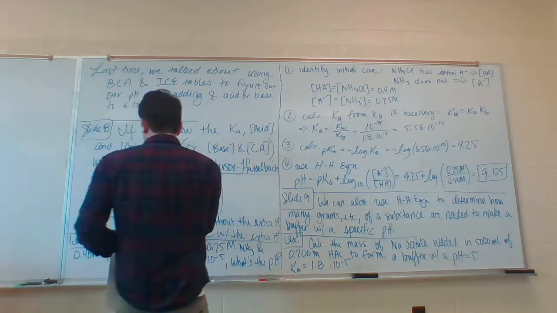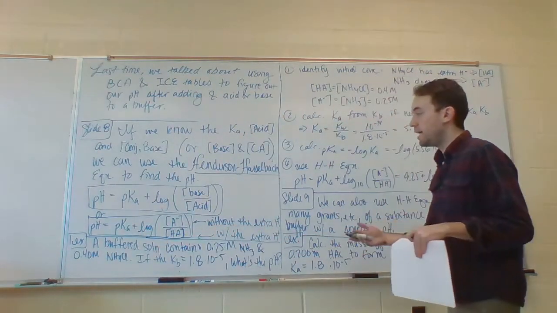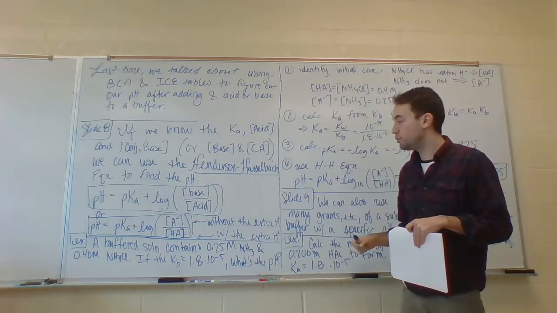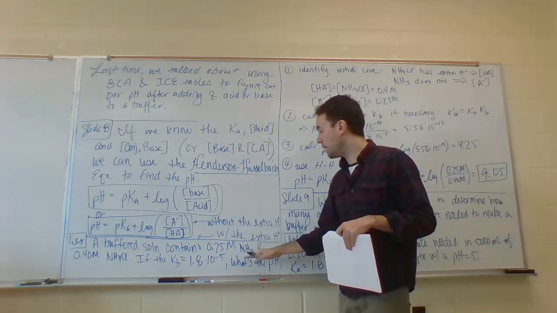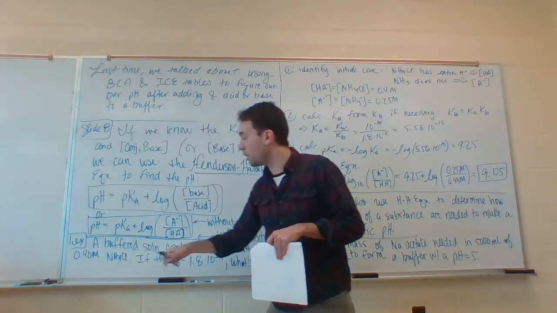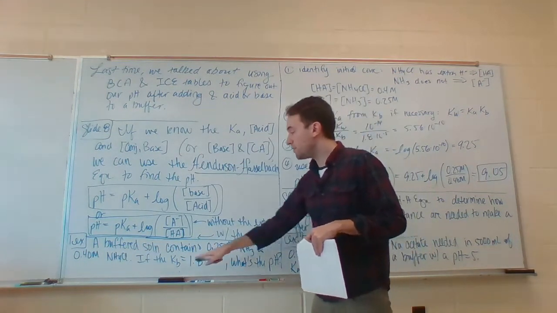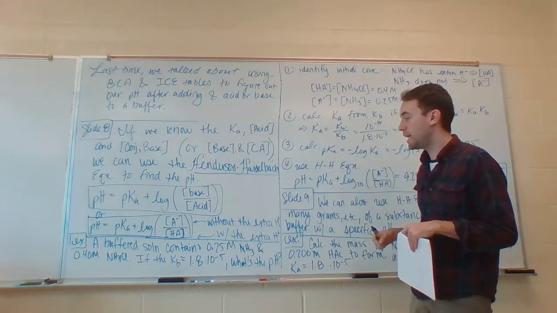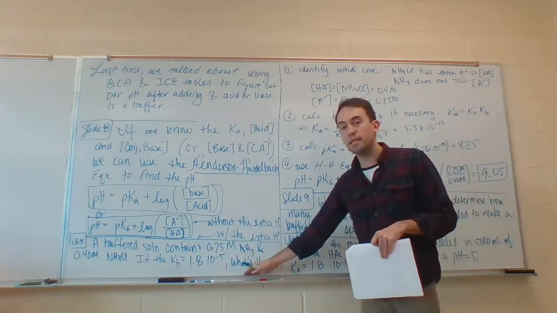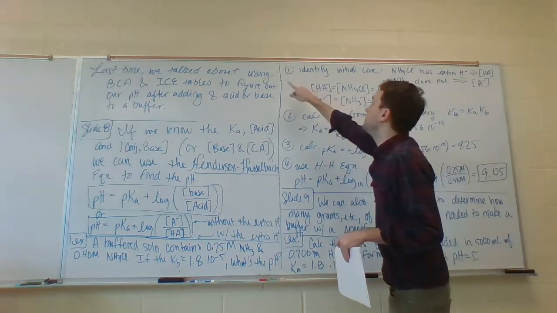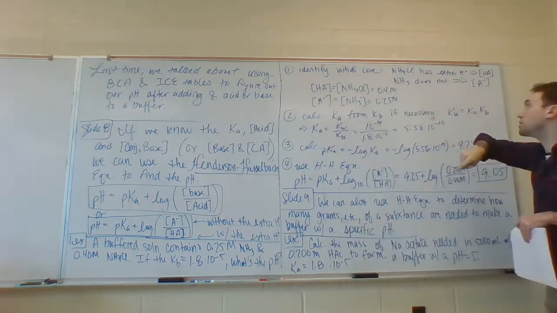Okay? Now, let's do an example of this. Let's say that a buffered solution contains 0.25 molar ammonia and 0.40 molar ammonium chloride. If the Kb is equal to 1.8 times 10 to the negative fifth, then what is our pH of that solution?